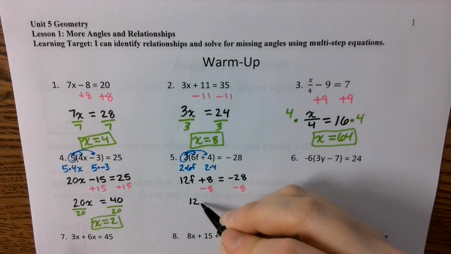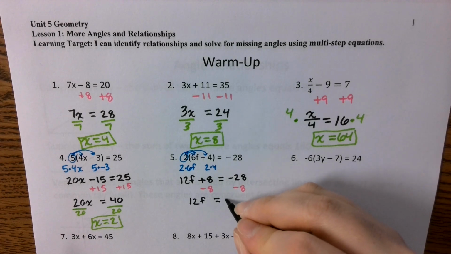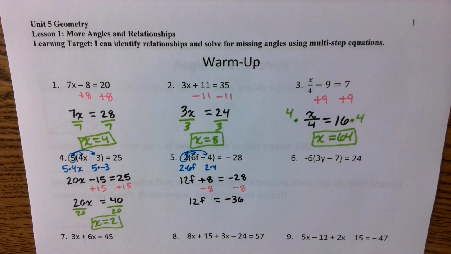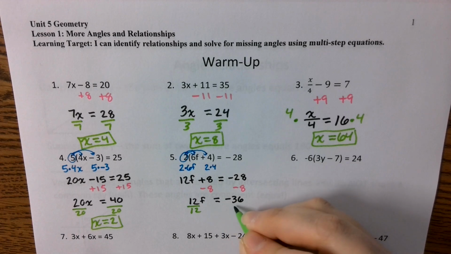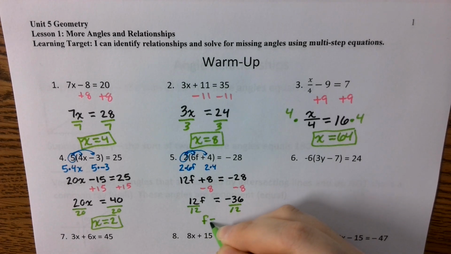That starts the process of isolating the f. We're left with 12f is now equal to a negative 36. And then the last step is to go ahead and divide both sides by 12, and we'll get f is equal to negative 3.